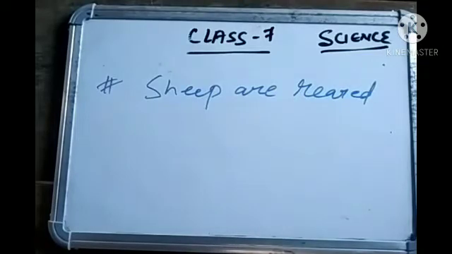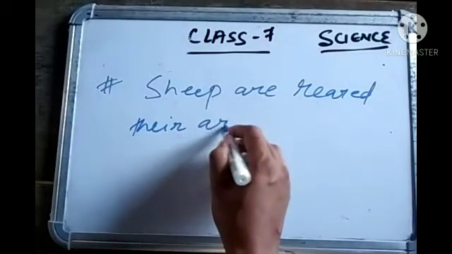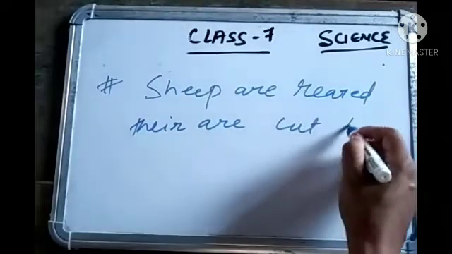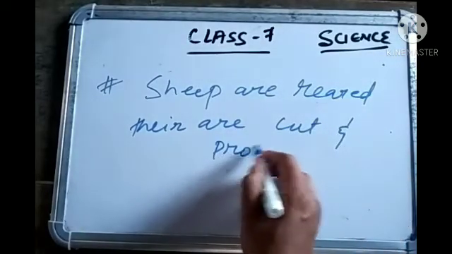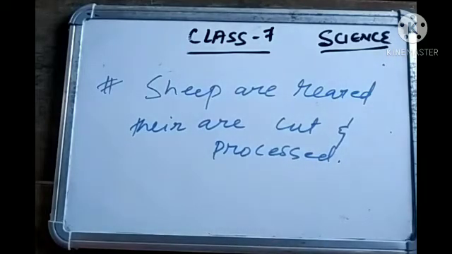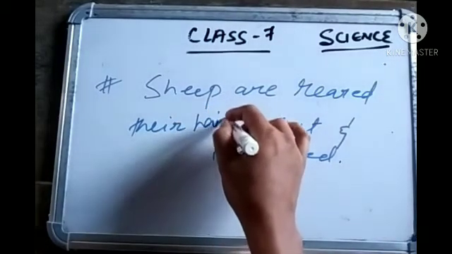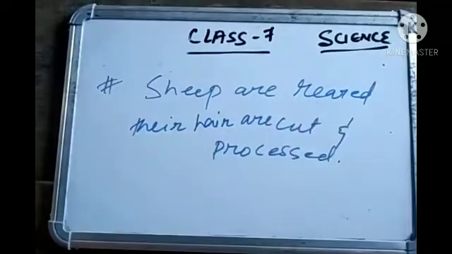Their hair is cut and processed into wool. So how are we going to obtain wool from fiber? Sheep are reared. Their hair is cut and processed.